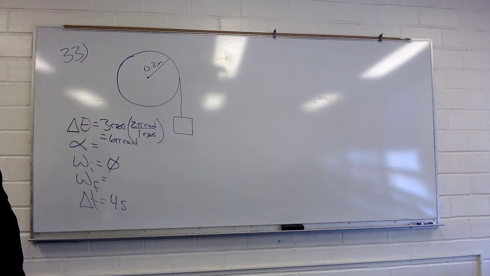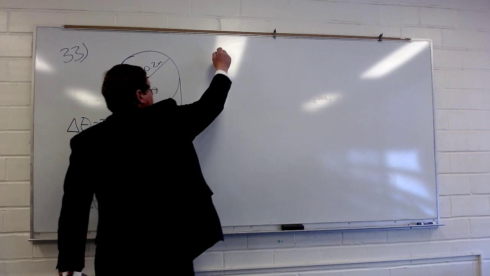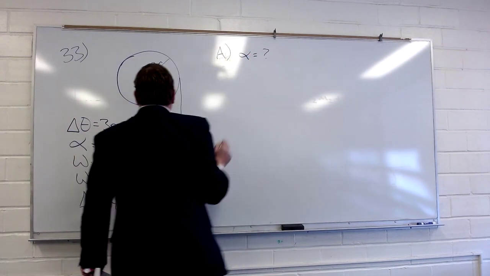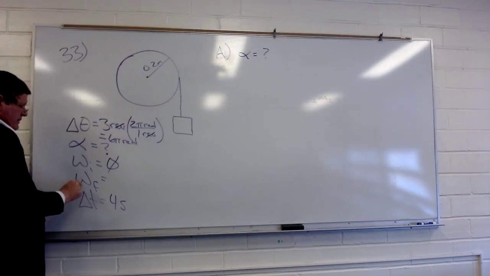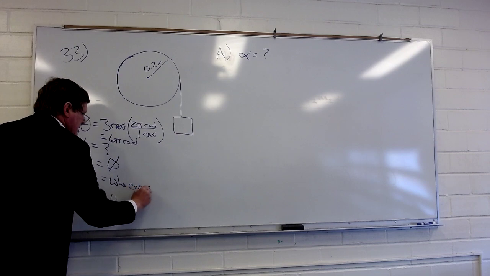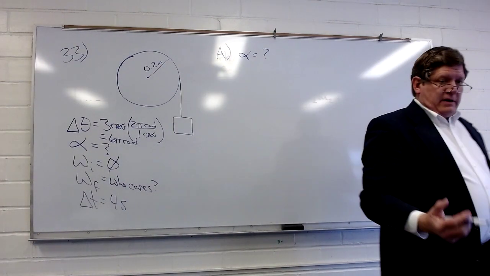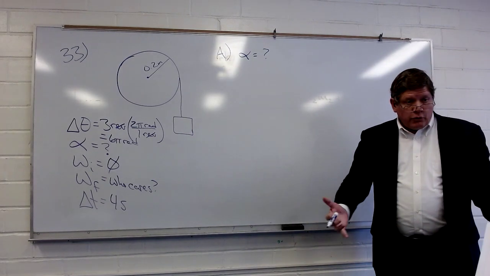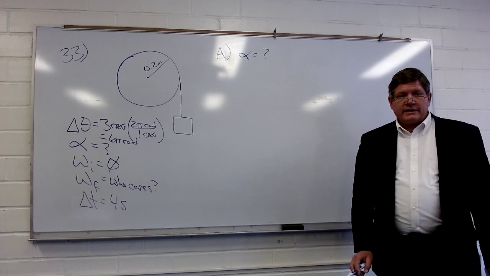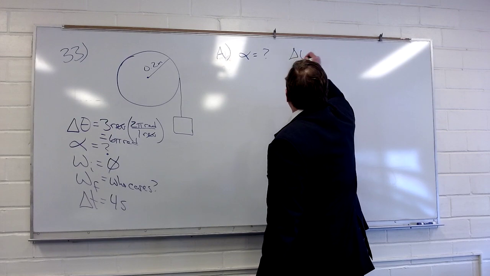In part A, we're asked to find the angular acceleration. Okay, so part A, angular acceleration is what? Now that makes the omega final not matter. So I'm going to use the equation that doesn't have omega final in it because I don't know it, I don't want to know it, and so I should use the equation that doesn't have that. And that equation is this one here.